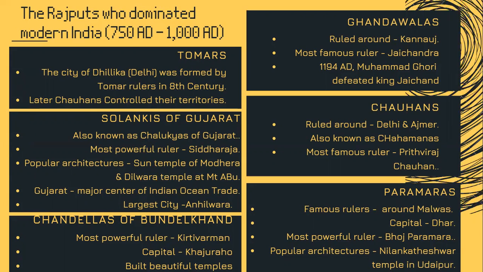Absolutely beautiful, right? So next what we have is Chandelas of Bundelkhand, right? So they were ruling in the area of Bundelkhand. The most powerful ruler is Kirtivarman. The capital was Khajuraho, and these people again had the most beautiful temples from this particular time period, right?